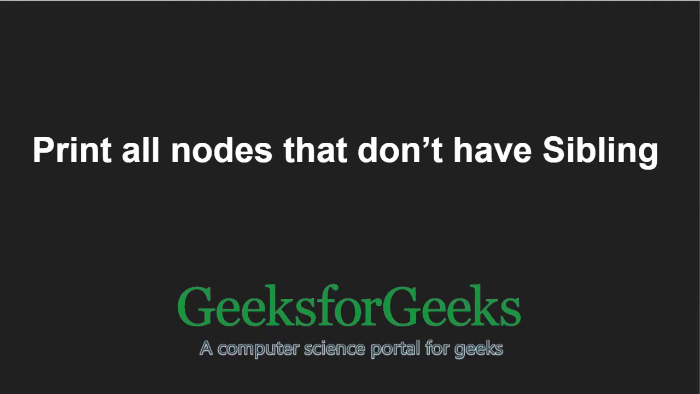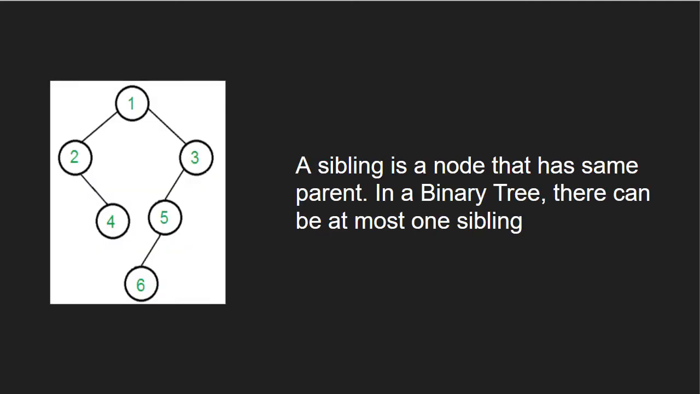In this video, we are going to understand the program which helps us in printing nodes that don't have siblings. First, let us take an example. A sibling is a node that has the same parent. In a binary tree, there can be at most one sibling. In this example, nodes 4, 5 and 6 are nodes that don't have siblings.